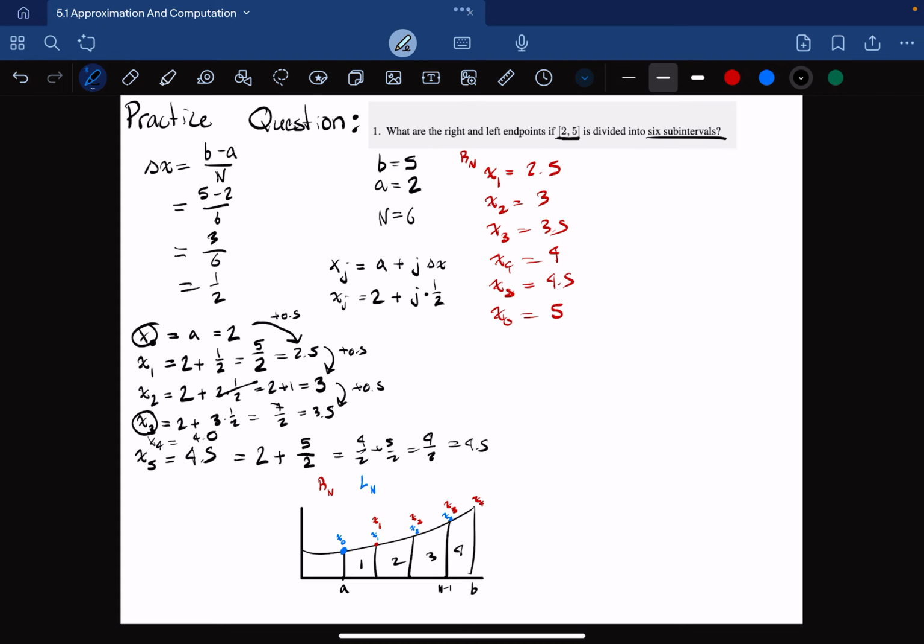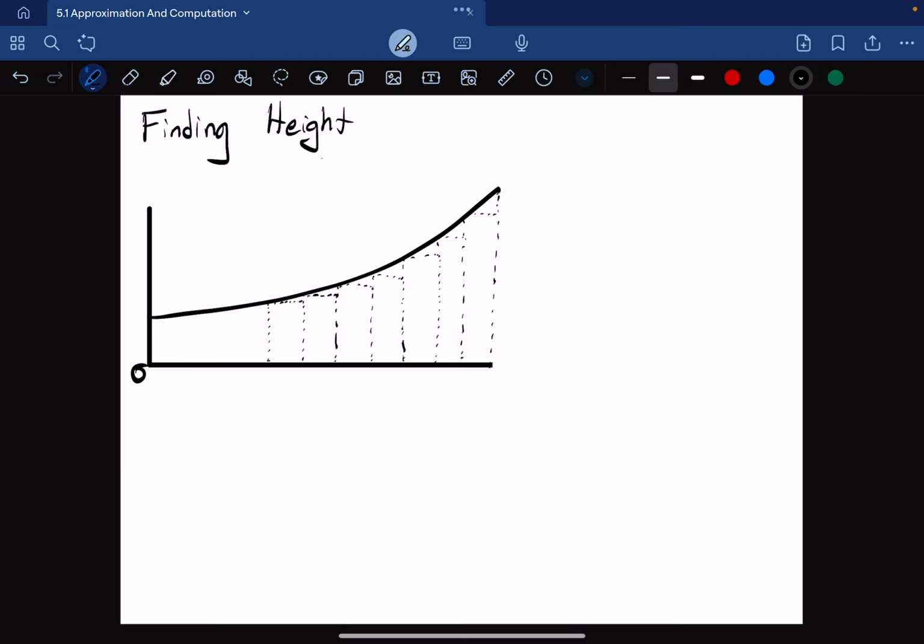Now, that is just calculating endpoints. Now we're going to get into actually finding the height. And finding the height, again, very simple.